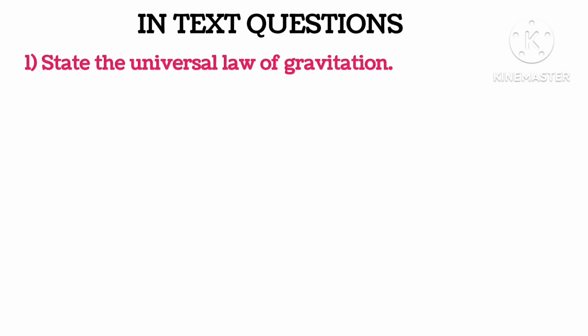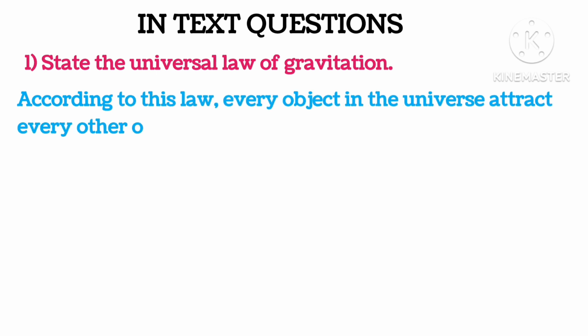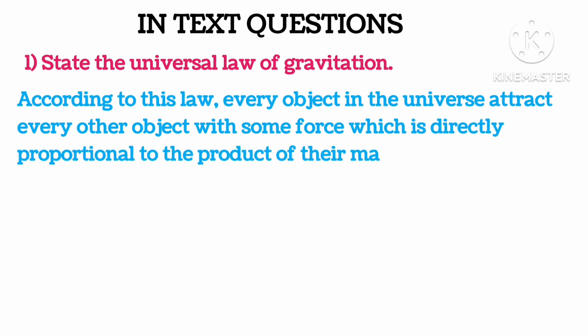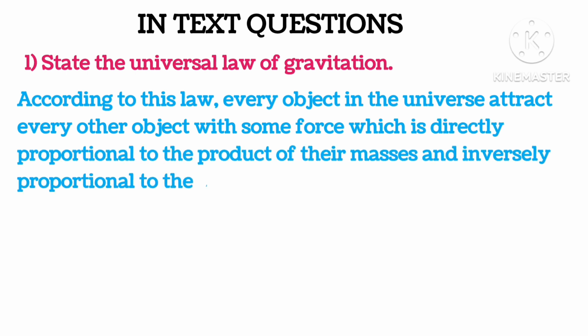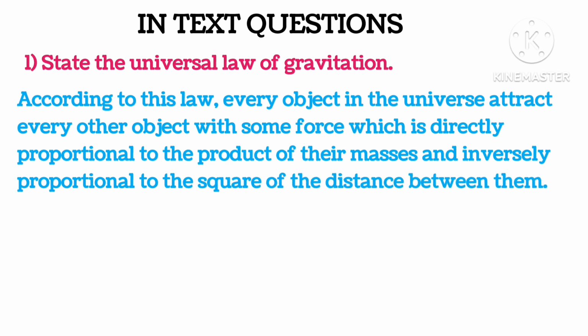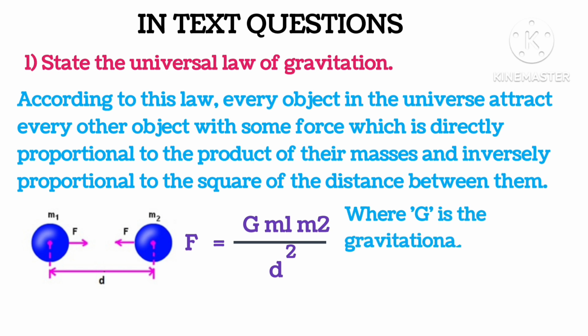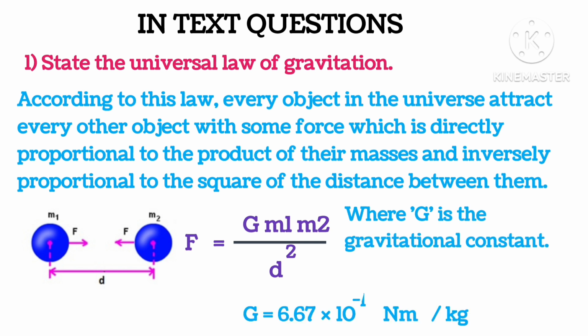First, state the universal law of gravitation. According to this law, every object in the universe attracts each other with some force which is directly proportional to the product of their masses and inversely proportional to the square of the distance between them. As you can see in the picture, it is given by F = G m1 m2 / d², where G is the gravitation constant whose value is 6.67 × 10^-11 Newton meter² per kg².